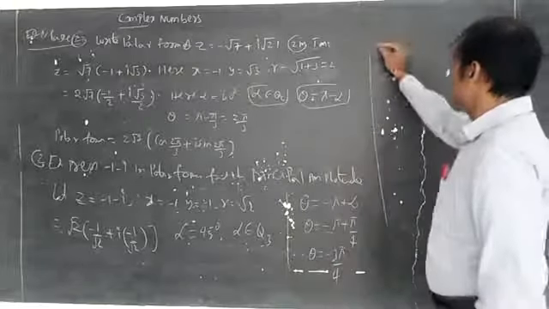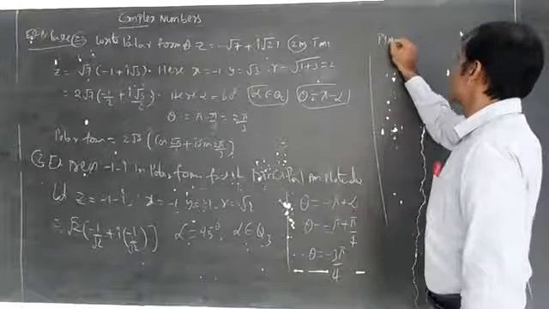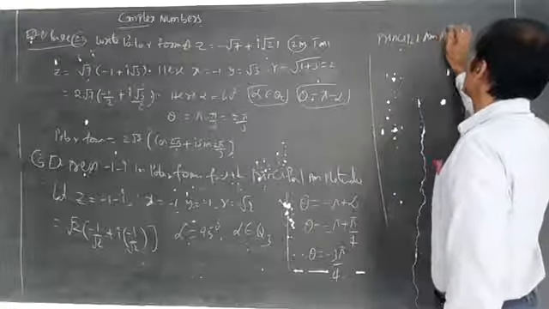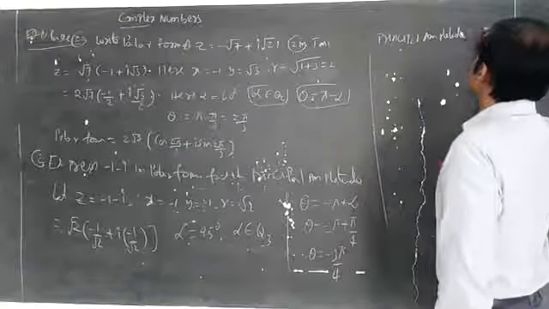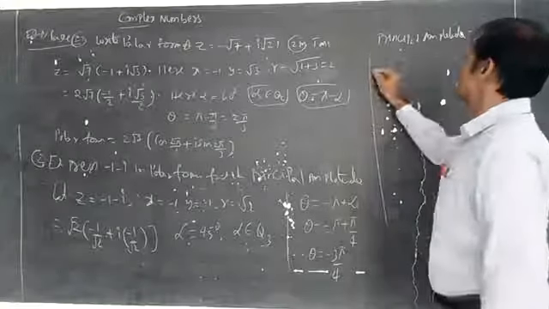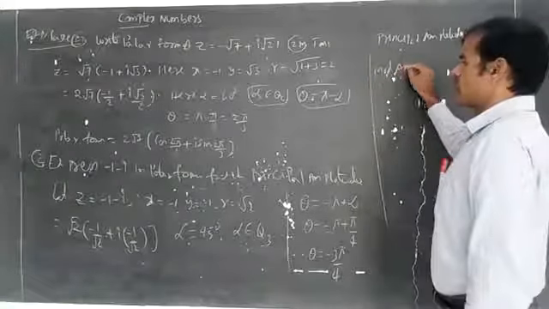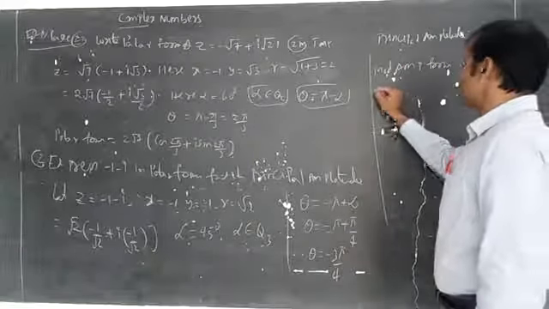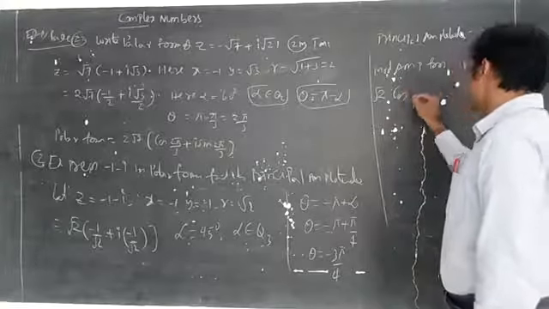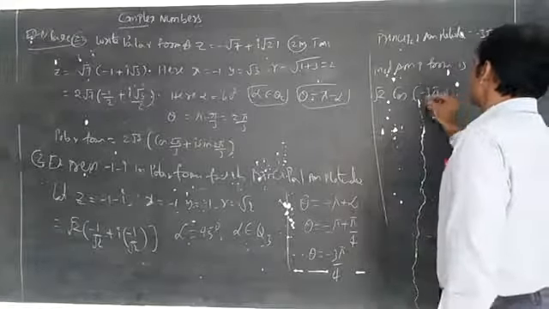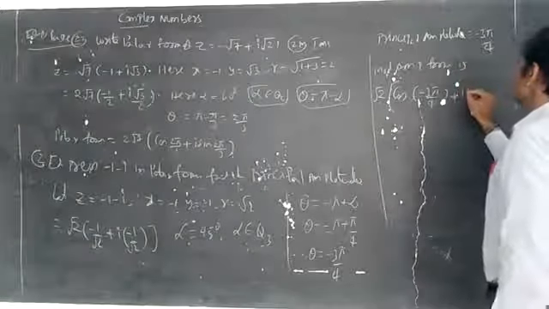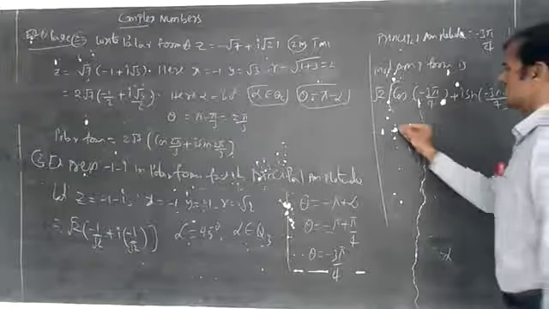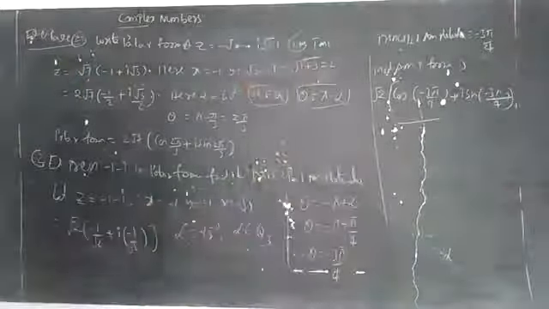This is the principal amplitude. Principal amplitude theta is equal to minus 3 pi by 4. The modulus amplitude form or polar form is root 2 into cos of minus 3 pi by 4 plus i sin of minus 3 pi by 4. This is the modulus amplitude form of the given complex number.